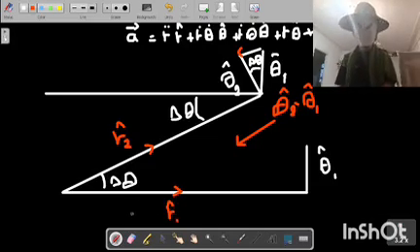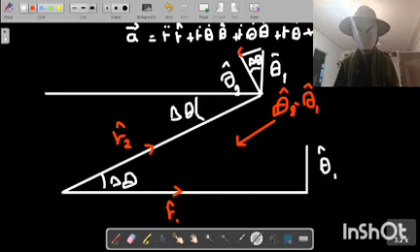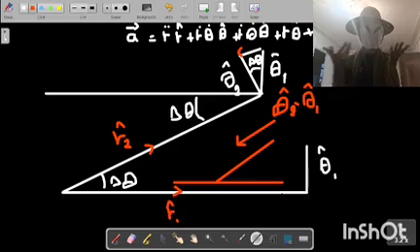So you can notice if delta theta is very small, the direction of r hat 1 and r hat 2 is almost the same. So we can almost cancel it out and say this is r hat and this is r hat 2, they almost have the same direction. Obviously we're making it big so you can see the difference between them, but in very small angles you cannot.